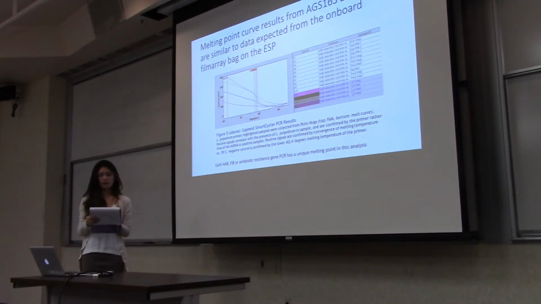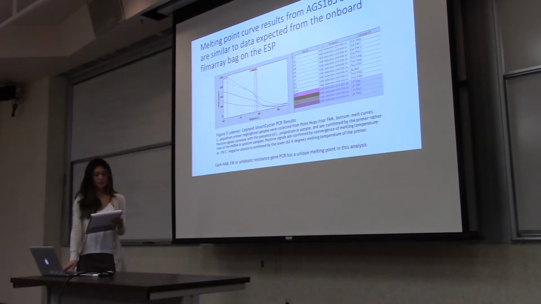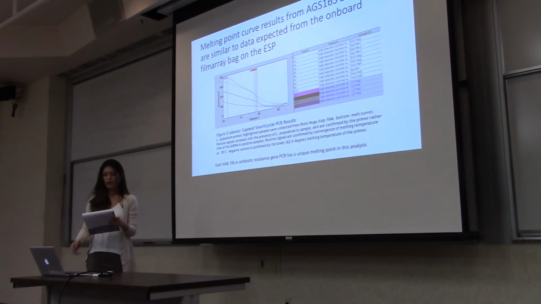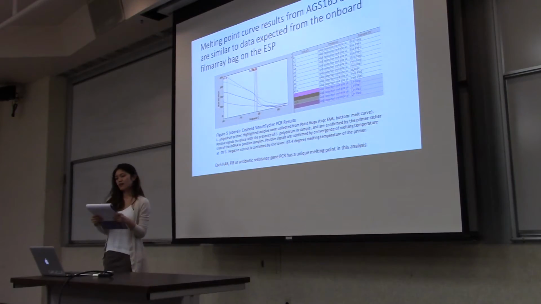The melting point curve results from the AGS-16S assay are expected to be similar to the data from the onboard FilmArray bag on the ESP. Each HAB, FIV, and antibiotic resistance gene PCR has a unique melting point in the analysis, so you can easily detect which one's which, like having your own personal thumbprint, I guess. This is suggesting a standard, because state assays are not up to date. As you can see, the state government takes 5 days to perform PCR, whereas our method takes 2 days.